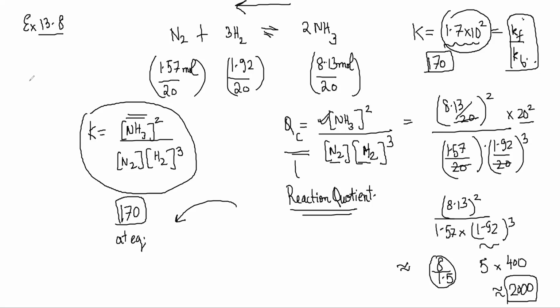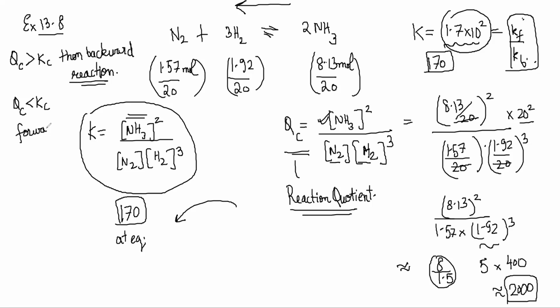Basically what we are learning is that if you calculate your QC at any moment, if QC is greater than KC, then the backward reaction is faster. The backward reaction has to happen faster, because only then will you reduce it to Kc. If Qc is less than Kc, then the forward reaction is favored. And if Qc came out to be equal to Kc, then it is already at equilibrium. Is everyone understanding?